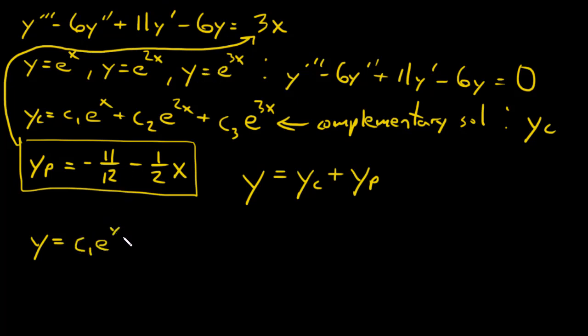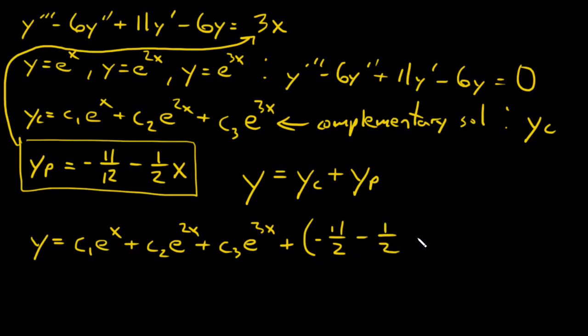c1 e to the x plus c2 e to the 2x plus C3 e to the 3x plus negative 11/12 minus 1/2 x. This is the general solution of the non-homogeneous linear nth order DE.